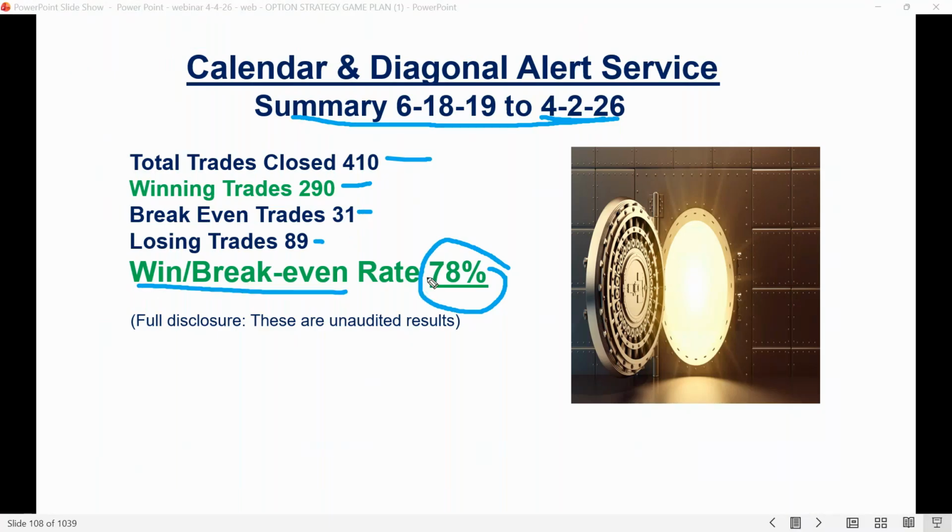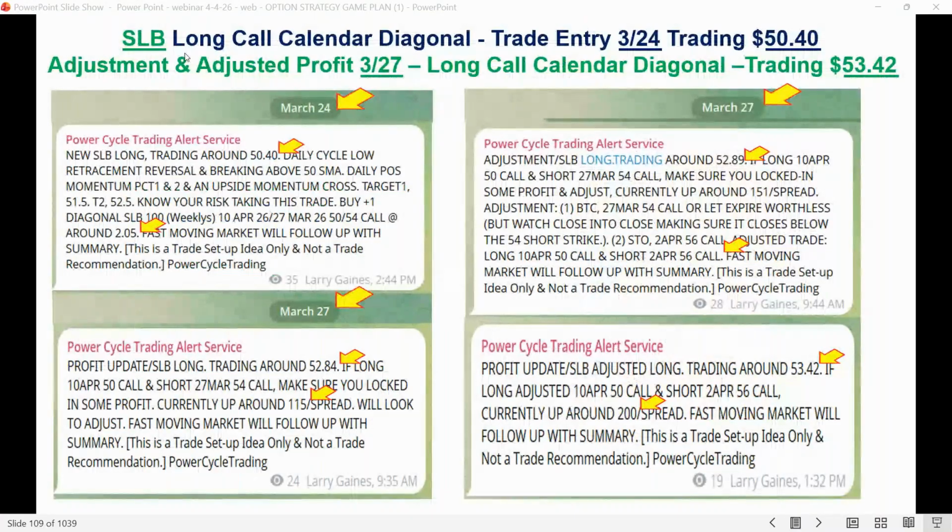So really nice high winning break-even rate there, unaudited. But these have been great trades. We've had a lot of huge winners on these. So here's one that we had just recently. This was on Slumberjay, just to go through a few more of these.